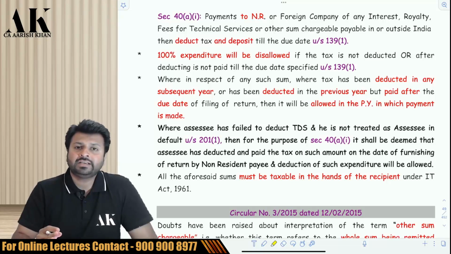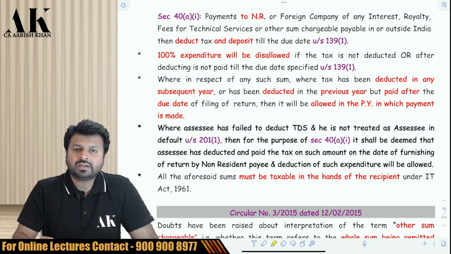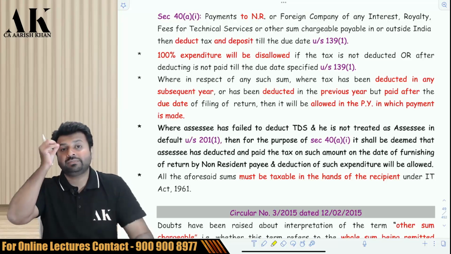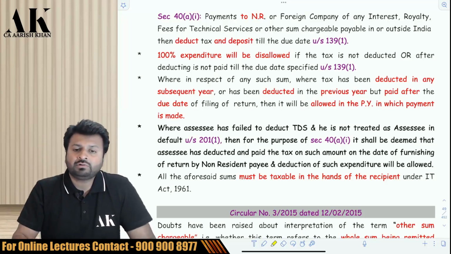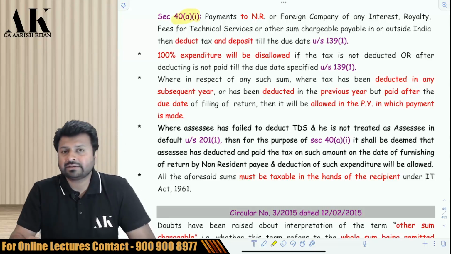If you do not deduct TDS, or if you deduct the TDS and do not pay it, then there are serious implications under the income tax law. One of the serious implications is that the expenditure can be disallowed in the hands of the assessee. So first of all, we are dealing with section 40A subclause 1.